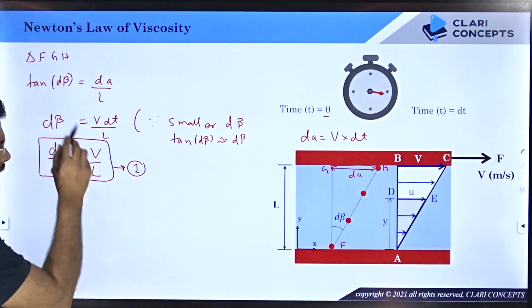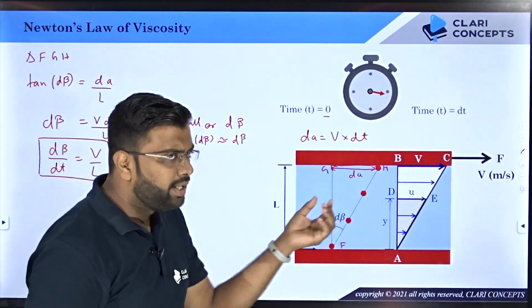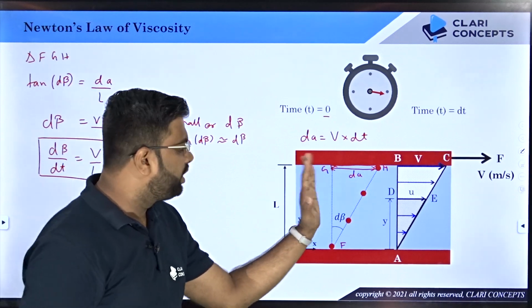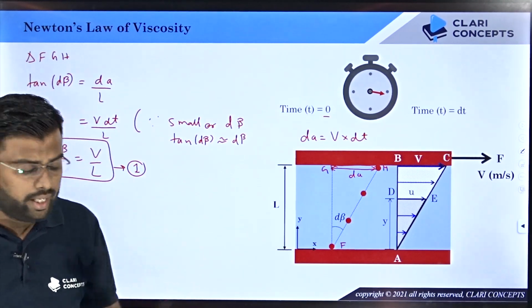Now what is d beta by dt? Do you know? In real sense, d beta is the angular shift, it is shear strain, and dt is the time taken for the shear strain. So you can say d beta by dt is the rate of shear strain, right?